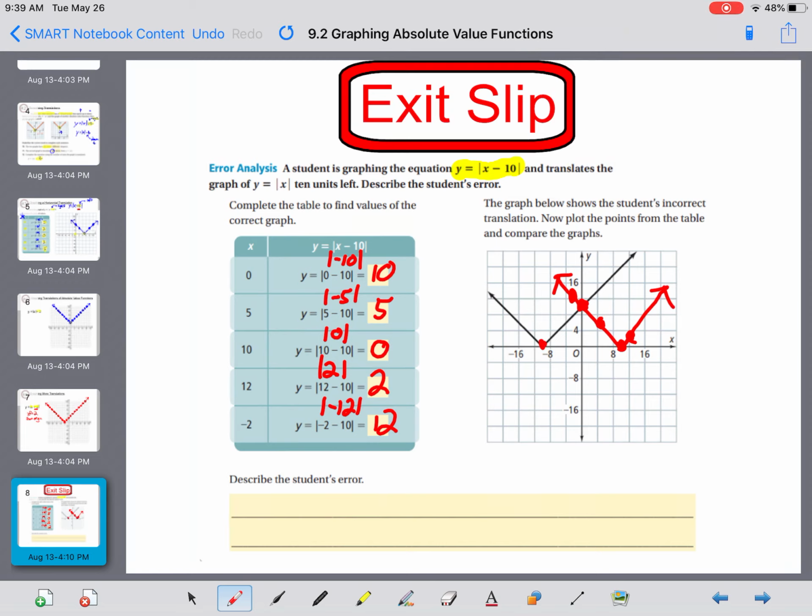So what was the student's error? They started left how many? 10, when they were supposed to start right 10.